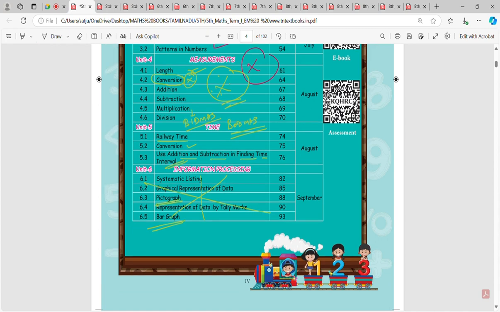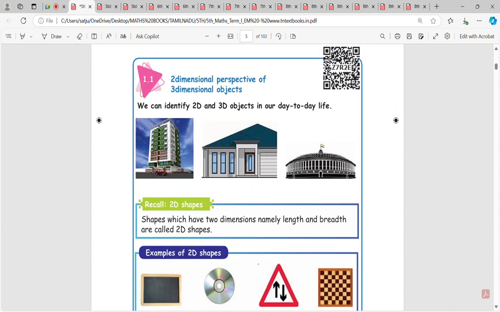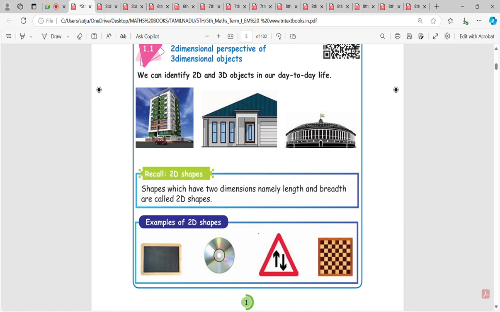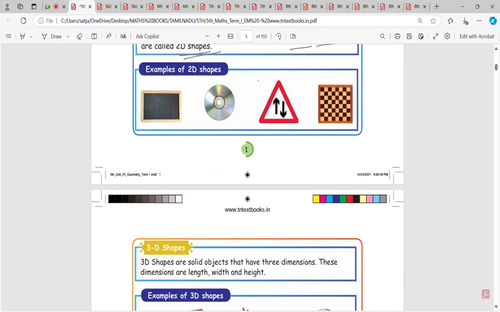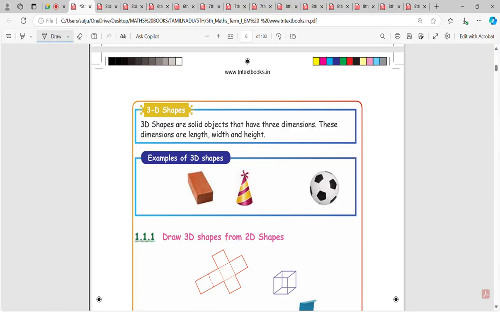Okay, so for geometry I will tell you what the things are that you need to know, very basic things. 2D means it has only a length and a breadth. The examples provided here are not required. For 3D, you just need to know what 3D and 2D are and the difference between them. 3D means the object contains length, width and height, right? So these are the 3D shapes.